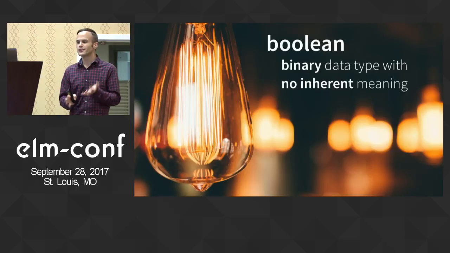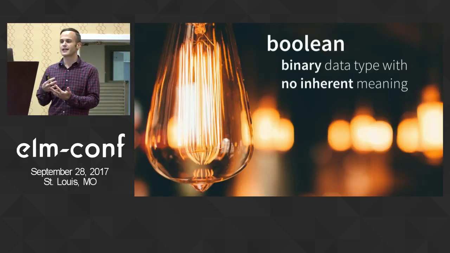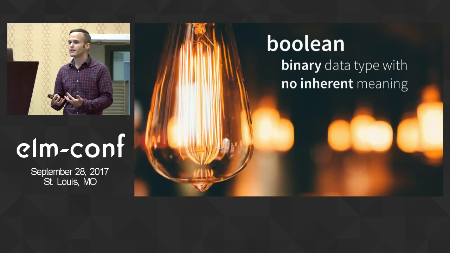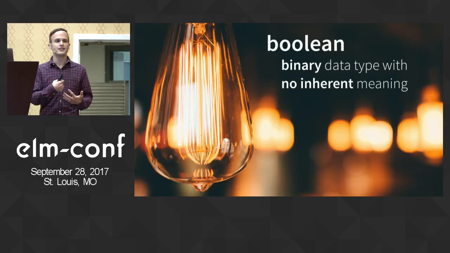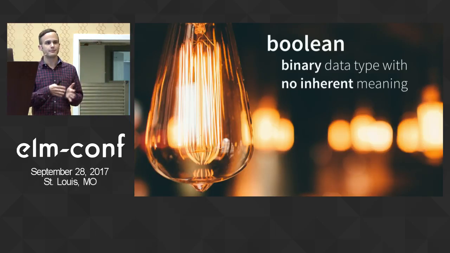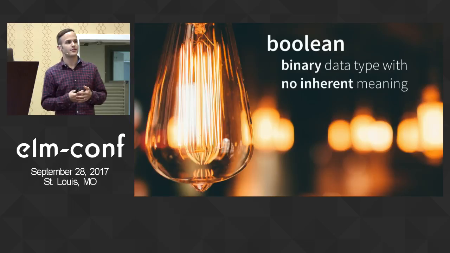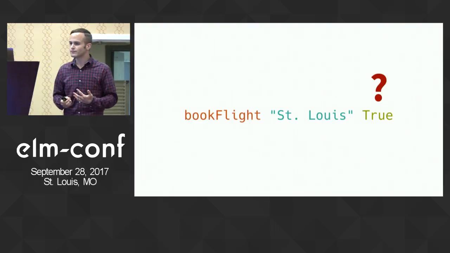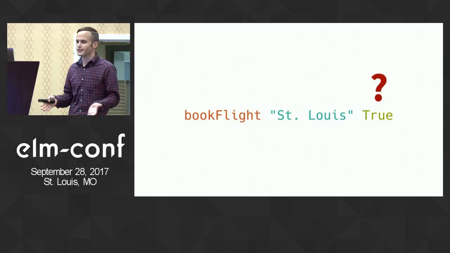Put another way, a Boolean is really just a binary data type with no inherent meaning. It's just true or false, on or off, 1 or 0. We as programmers attach meaning to Booleans, but they are just simple values that are agnostic about how they are used. Kind of like the presence or absence of electrons in a light bulb. It has no idea that it's producing light for us. But really, what's the harm in using Booleans?